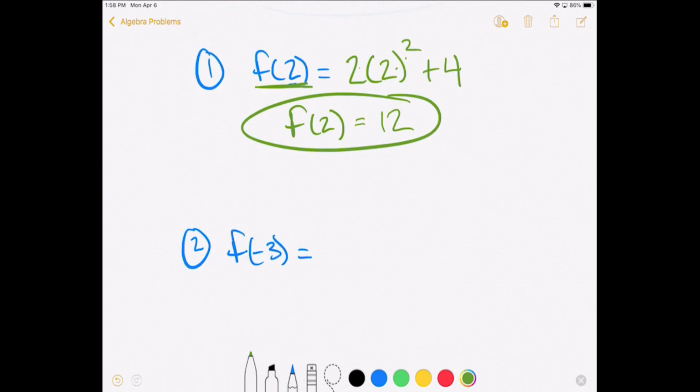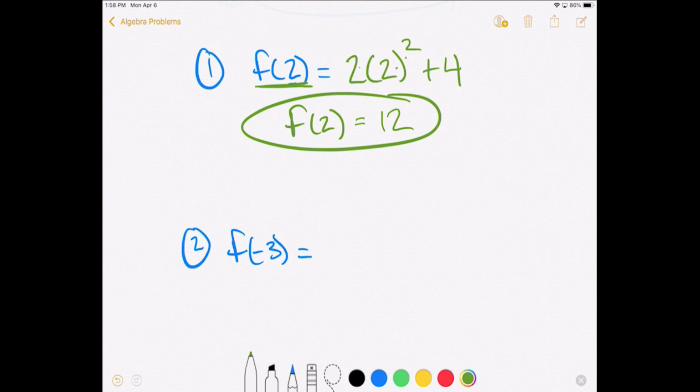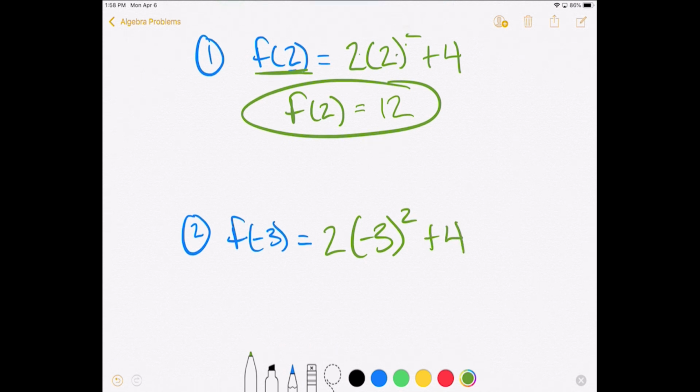So I know we're going a little bit quick, but we have to. We got to finish this video up. Okay, the next one, I'm plugging in a -3 for the x. Same thing, same equation. Now this x became a -3. Again, PEMDAS, if I do -3 and I square it, that's 9. And then times this 2 is 18, and then I add the 4, which gets me 22.